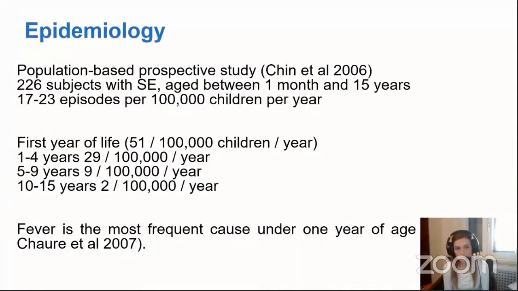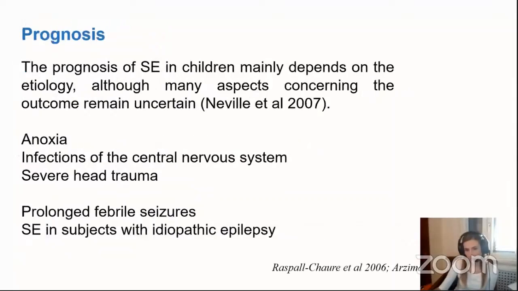Chin and colleagues in 2006 reported on 226 subjects with SE aged between 1 month and 15 years, with a prevalence of 17 to 23 episodes per 100,000 children per year, in which the majority were in the first year of life, because of the structural and functional aspects that we discussed before. Fever was the most frequent cause under 1 year of age.